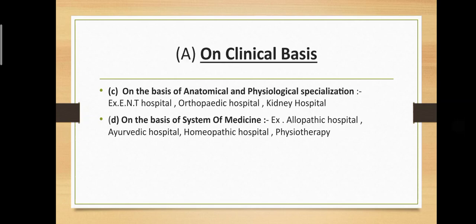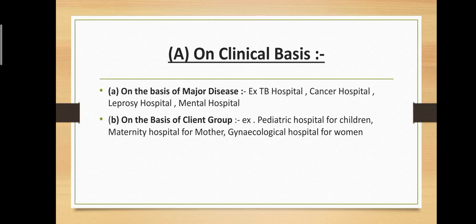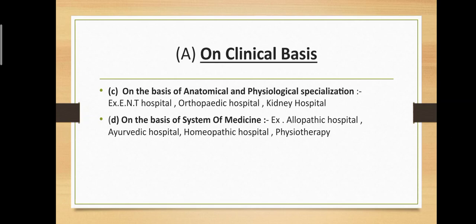which is also divided into four types. First one is on the basis of major diseases. Example: TB hospital, cancer hospital, leprosy hospital, mental hospital. Second, on the basis of client group. Example: pediatric hospital for children, maternity hospital for mothers, gynecological hospital for women. Third one, on the basis of anatomical and physiological specialization. Example: ENT hospital, orthopedic hospital, kidney hospital.